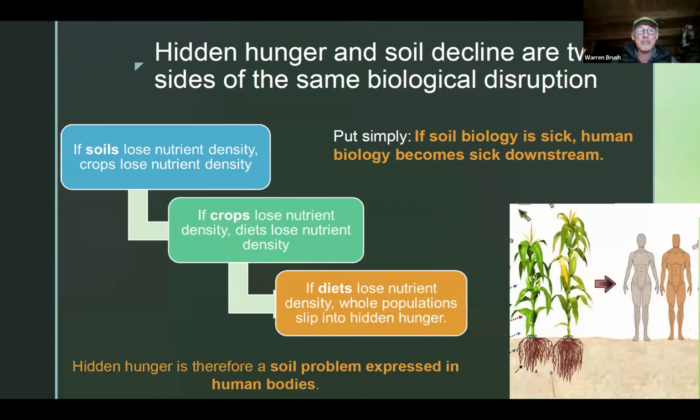And if diets lose nutrient density, the whole population of people and animals starts to move into a more diminished micronutrient makeup in our bodies, which then translates to more disease and pests in our life. And so the soil biology is a direct translation to how our human health is actually being maintained or promoted and built, or is it in decline?